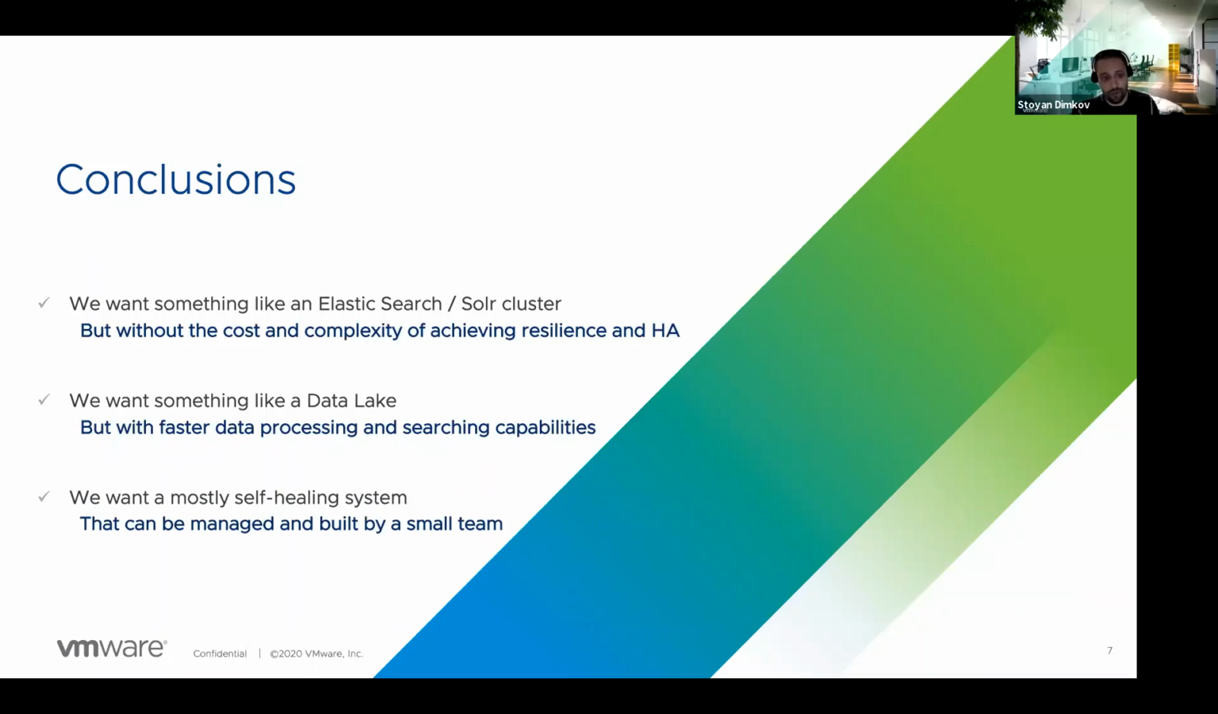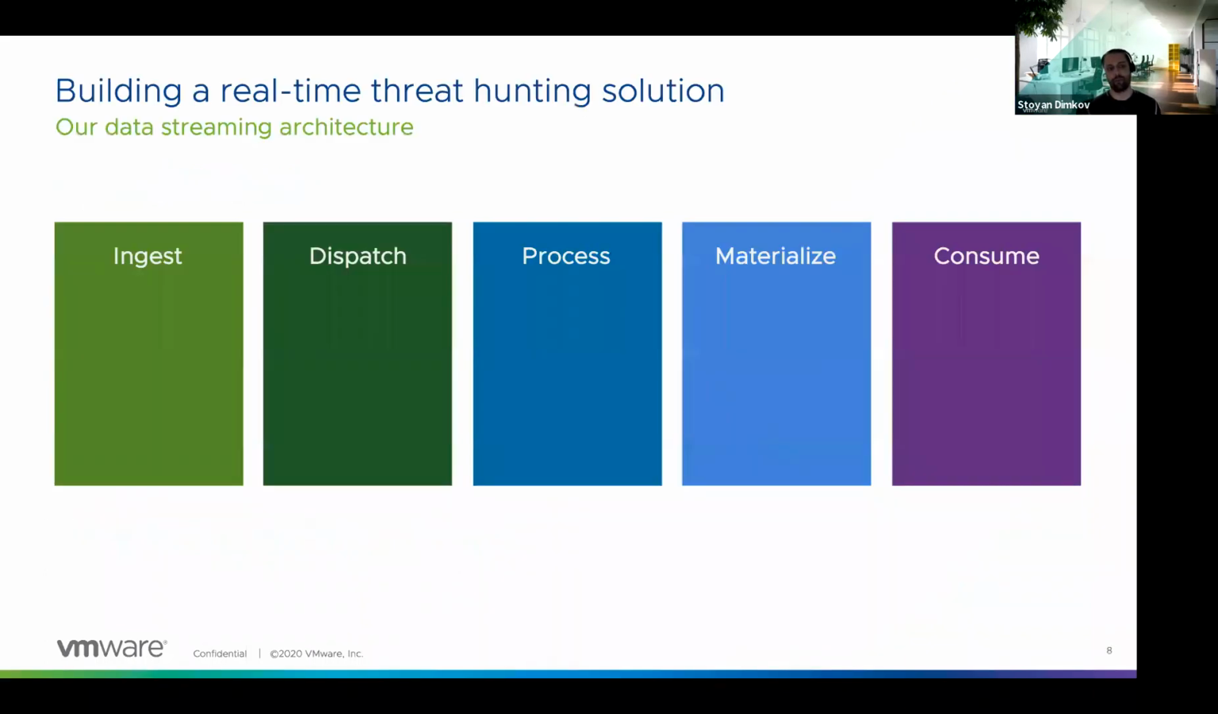And the last point, we also have to be capable of managing that system with preferably a small team. So having all those conclusions, what did we come up with? Well, we came up with our own custom internal streaming architecture, and what you see on the screen are 5 logical layers that represent it.